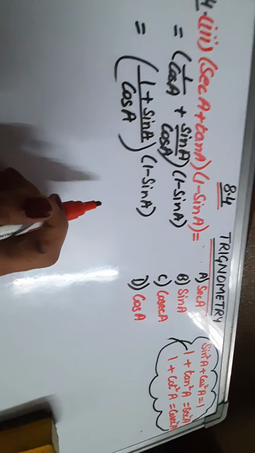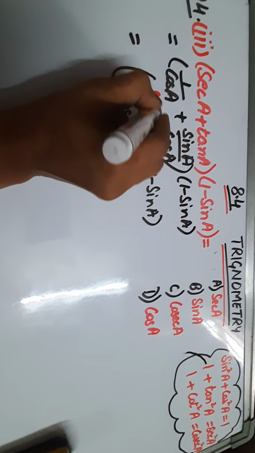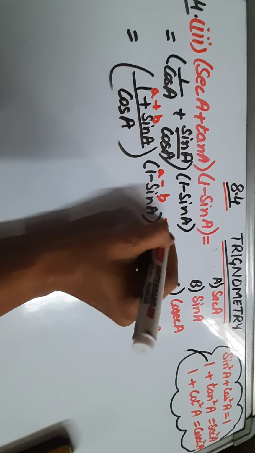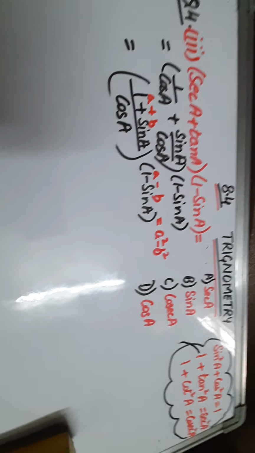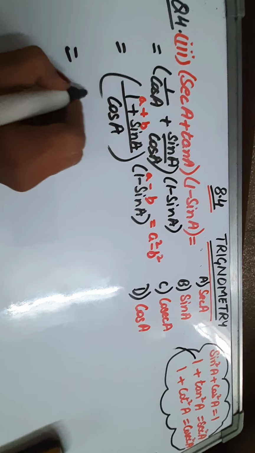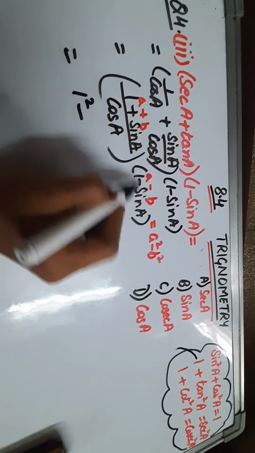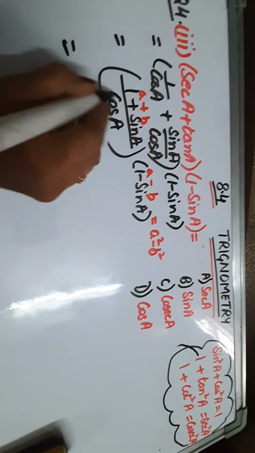Now dear students, what will be the next step? Always keep the algebraic identities also in your mind. It is A plus B into A minus B, so the identity is A square minus B square. So we will put this identity. What is A? It is 1 square, minus what is B? Sine, and sine, but opposite sign is there. So sine square A upon the single denominator cos A.